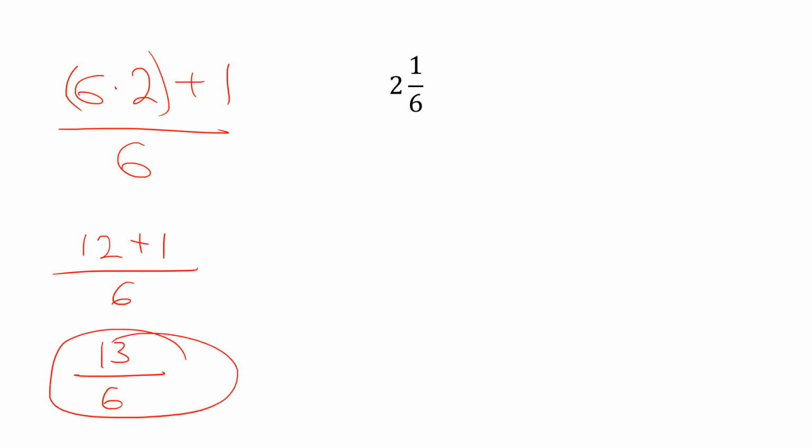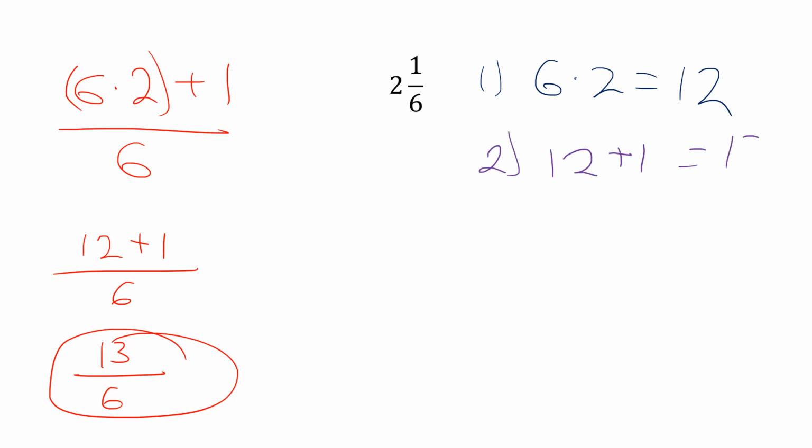Or if you prefer thinking about your 3 steps, you would do step 1, 6 times 2, which equals 12. Step 2, 12 plus 1 to get 13. And then your last step, step 3, would be to write your answer over your denominator, 13 over 6. Either way, you should get the same answer.